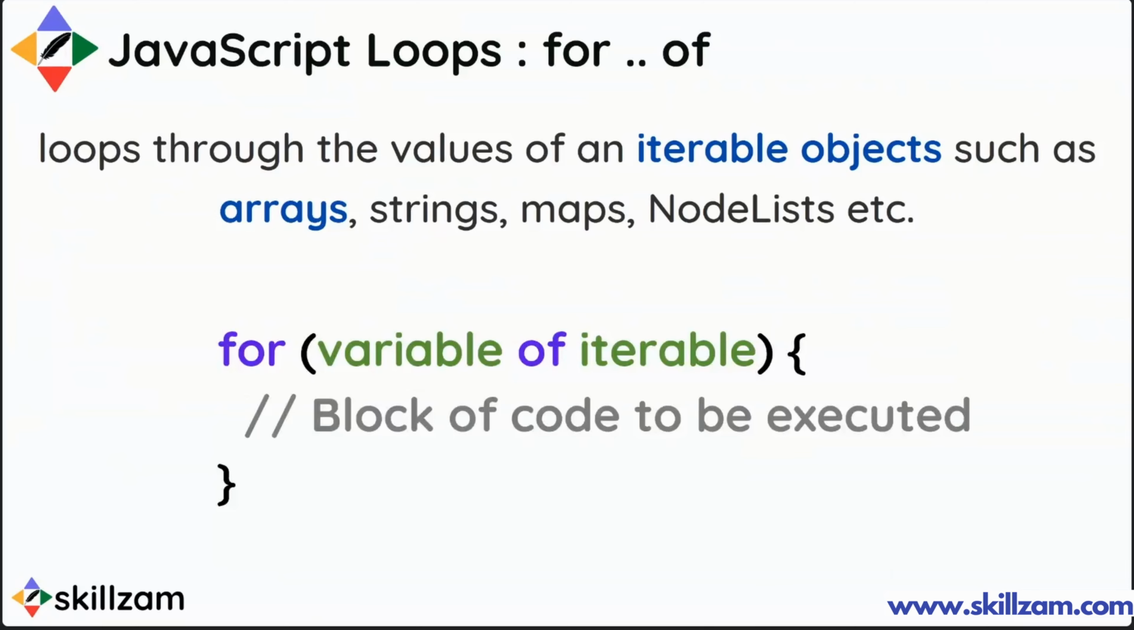Now, what is the syntax for this for of loop? For a variable of an iterable, so you can say an item of an iterable, or a variable of an iterable, and then execute a block of code. Now, let's take an example.